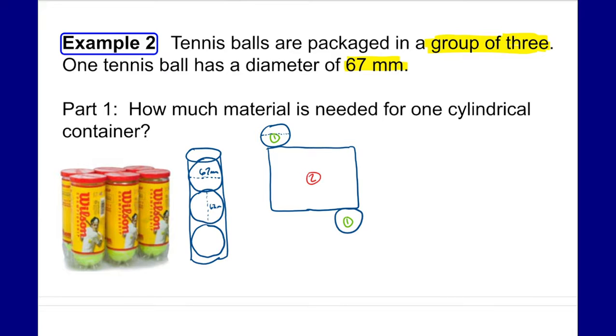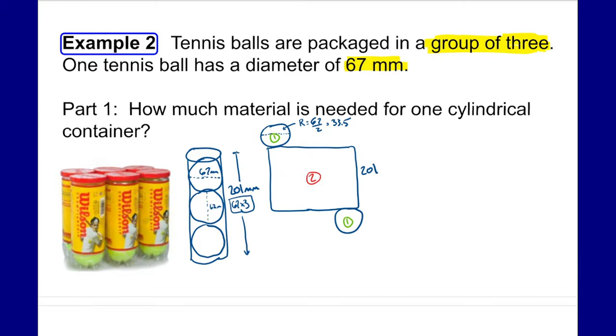So the height in this case is going to be 201 millimeters, which is 67 times 3. So 67 times 3 is 201. That gives us the height. That also lets us add in a dimension, the height of this rectangle. We now need to figure out the length of the rectangle. I have enough information for the circle, because I know the radius is 67 divided by 2, which is 33.5.